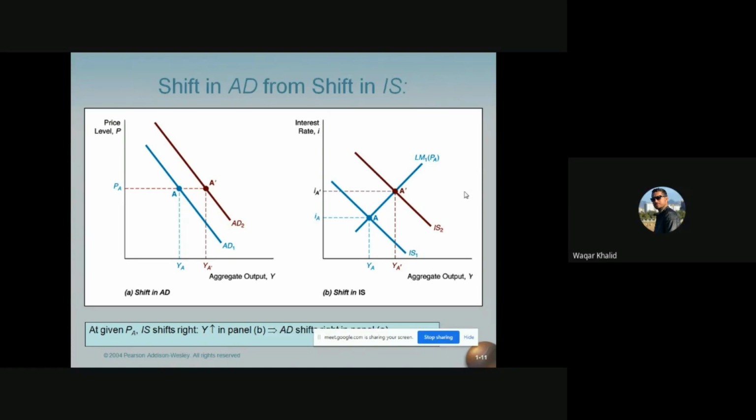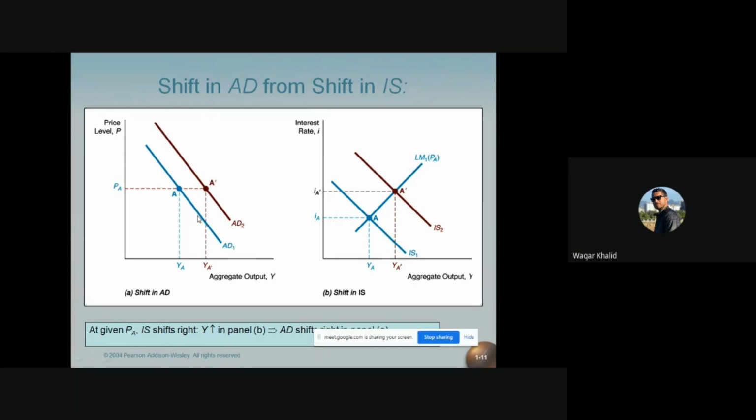When the ISLM model was in equilibrium at point A, we had YA level of aggregate output and IA level of interest rate. But now the government has increased its expenditures. That's why the IS curve has shifted to the right, and we have moved from point A to point A dash. Now the aggregate output is YA dash and the interest rate is IA dash. So now look at this change in panel A.